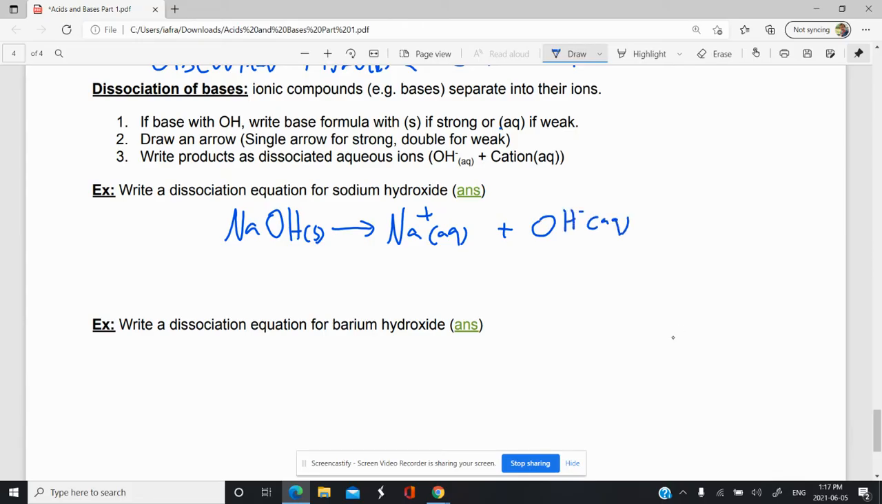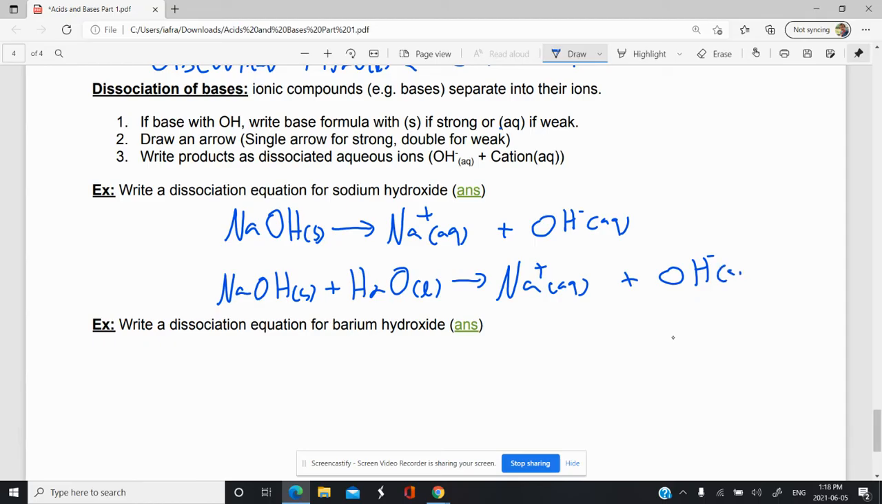We can write this the long way. You can do NaOH, solid, plus some H2O liquid, and then it'll become some dissolved sodium ion, and then your hydroxide ion like it was before.